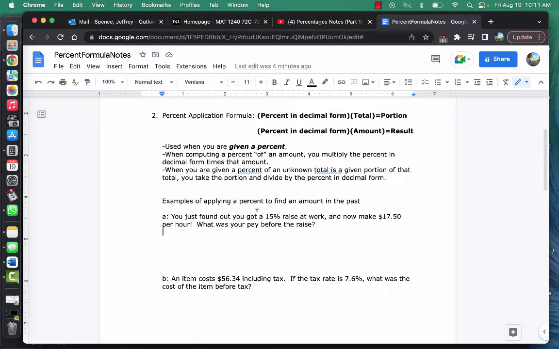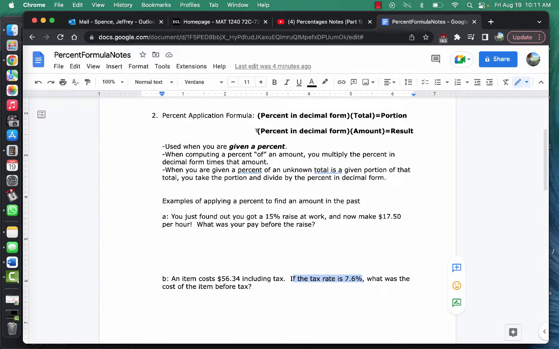I just want to point out before I start both of them that in both problems, we're given a percent. So that means that we're going to be using Formula 2. We're given a percent, so we're going to convert that percent into decimal form. And then we're going to decide if we're given the result of the amount or the total or the portion.